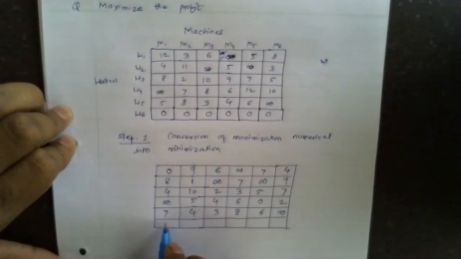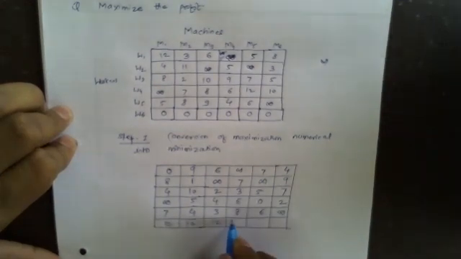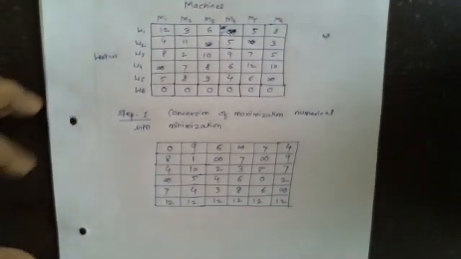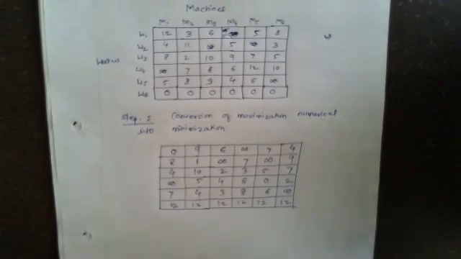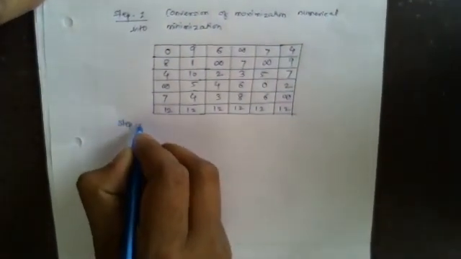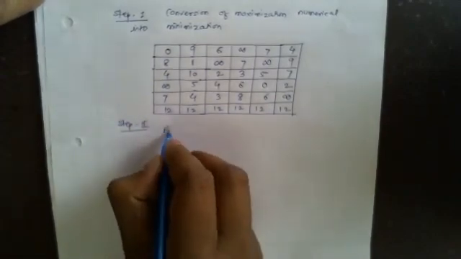Now here it will become 12, 12, 12, 12, 12 and 12. Got it? It means this matrix is now converted from maximization to minimization. Now we have to start our procedure. The first step is row reduction. After that, we have to do the column reduction, and after that, the assignment. So now I will write here step 2, that is row reduction.